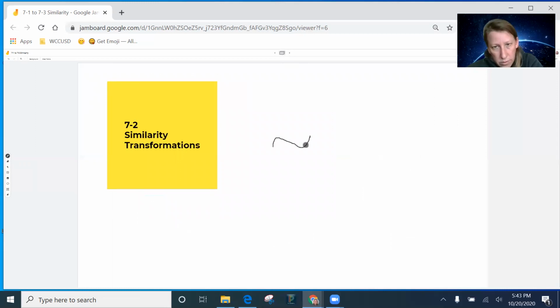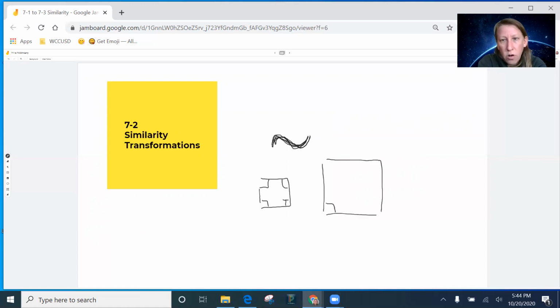So I kind of skipped this. This symbol right here means similar. So shapes that are similar, all squares are similar. Are all triangles similar? No. Are all rectangles similar? No. So squares are all similar because what are all their angles? Their angles are all 90 degrees, okay?